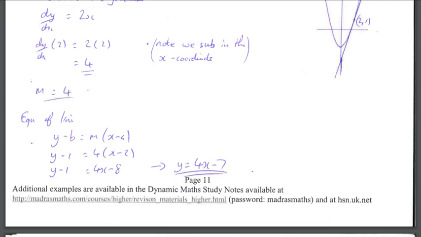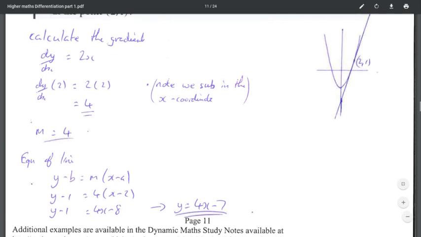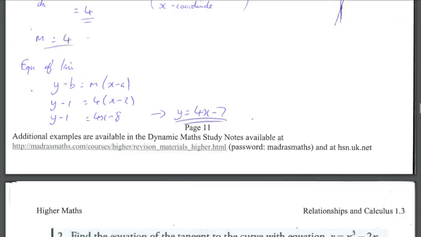Now find the equation of the line. So we're going to use y minus b equals m bracket x minus a. So I've got the gradient of 4. I've got the point 2, 1. So a is 2, b is 1. So y minus 1 equals 4 bracket x minus 2. Expand our bracket, add 1 to both sides, y equals 4x minus 7. So it's a line with a gradient of 4 that crosses the y-axis at -7. And that is us.